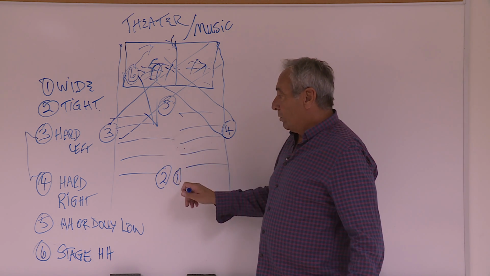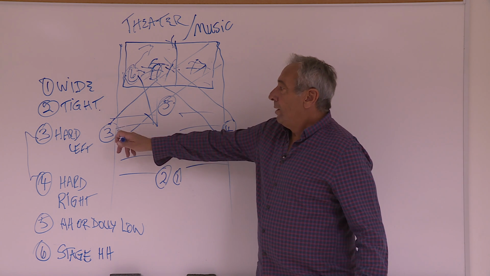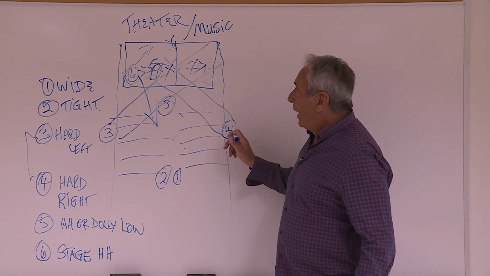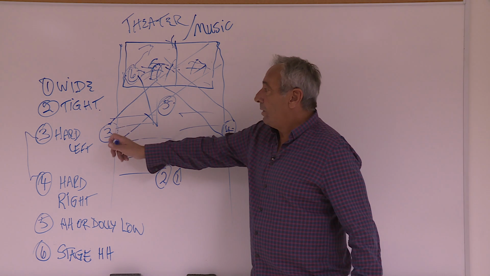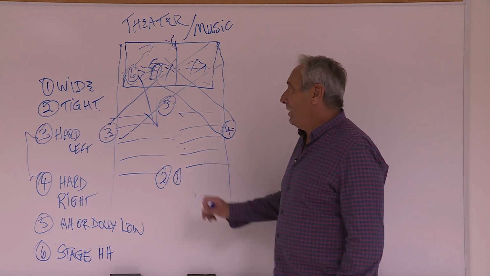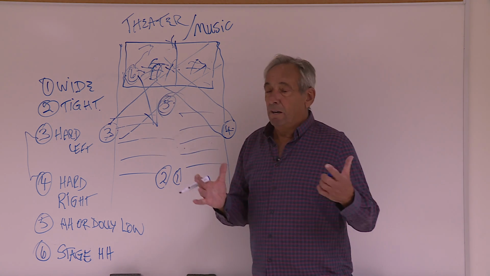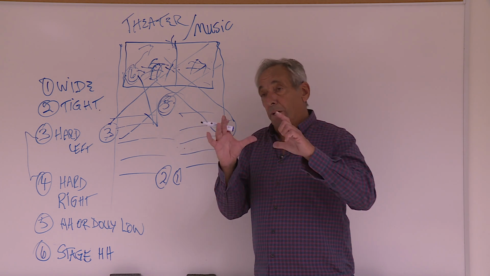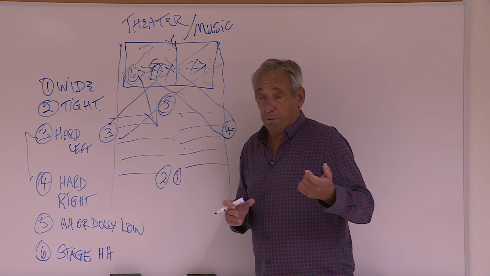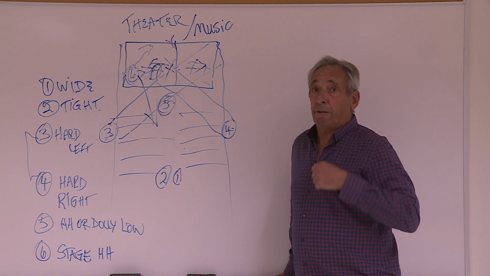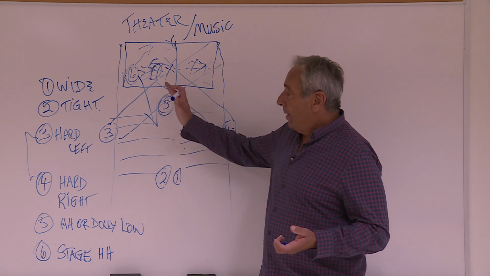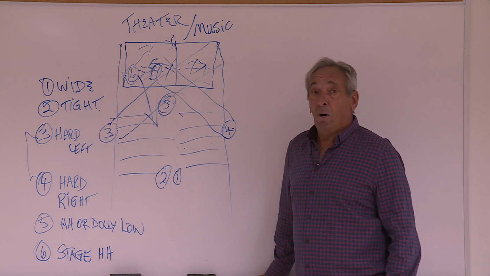So one's wide, two's tight, three is tight, four goes wide. If it goes four to tight, then three's wide. You should get it. And five is here. And five can give you a wide stage shot, or they can zoom in on particular people talking. It might be improv. I'll show you an example of it in improv, but that's a basic setup for theater or music.